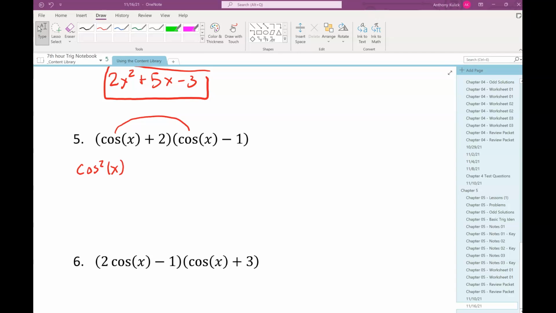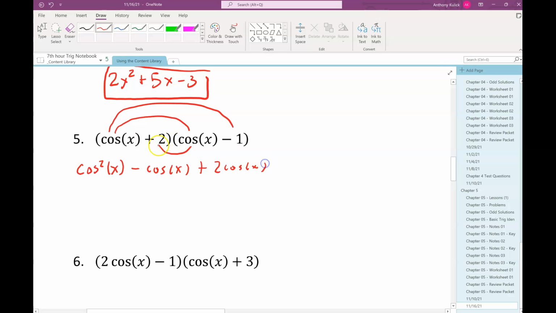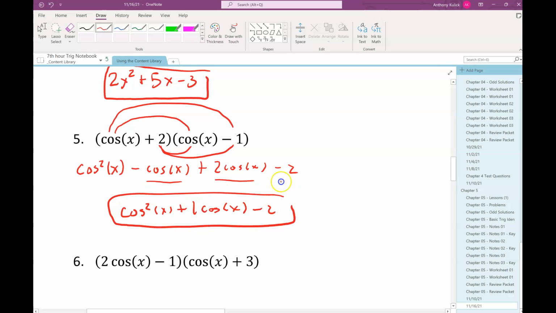Anyways, continuing on here. Cosine x times negative 1, that's just negative cosine. 2 times cosine x is 2 cosine x. And then 2 times negative 1 is negative 2. These guys are like terms, so we just add their coefficients. And I put a 1 there, that coefficient doesn't really need to be there though, obviously. But still just the same thing, right?